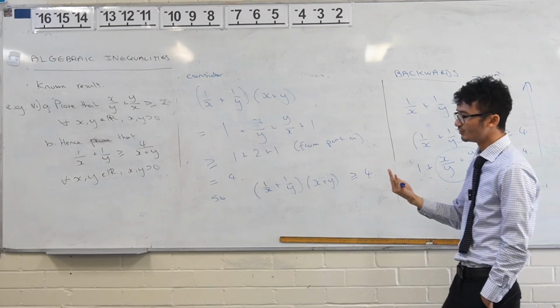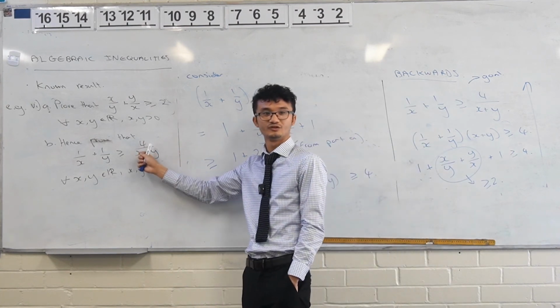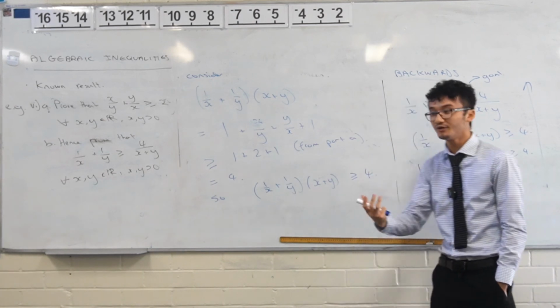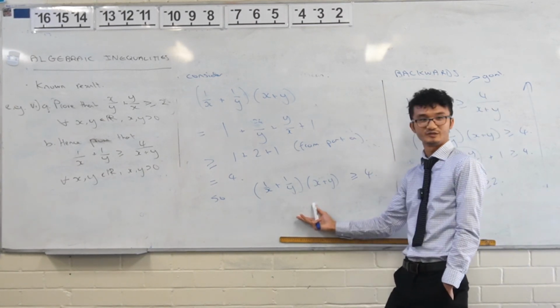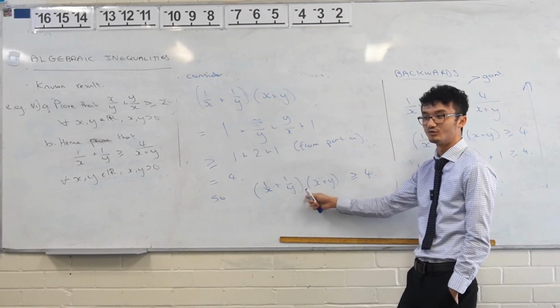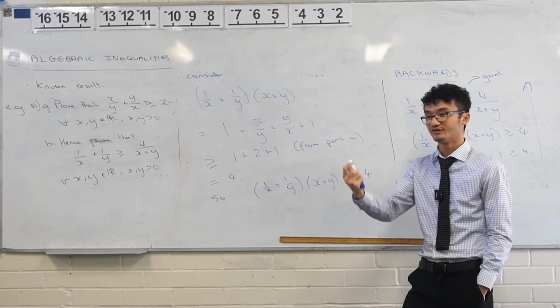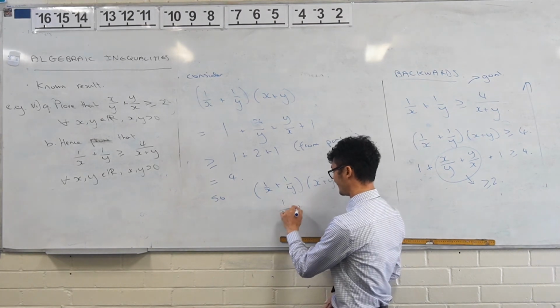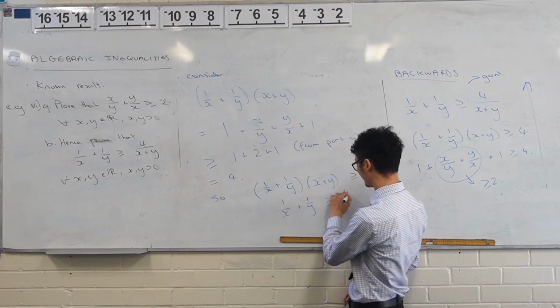Why is that useful? Well, because look at what you were trying to prove. You were trying to prove that 1 on x plus 1 on y is greater than or equal to 4 on x plus y. So it's just one step I need to do here. Because I know that x and y are both greater than 0, if you just divide both sides by that, what do you get? Exactly right.